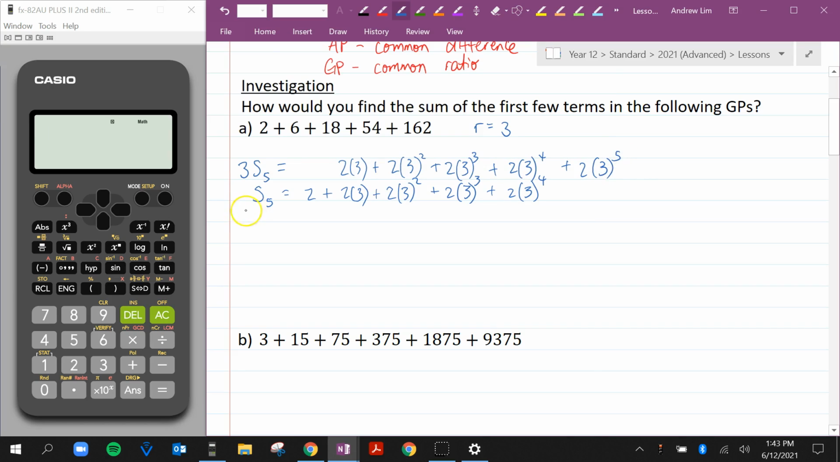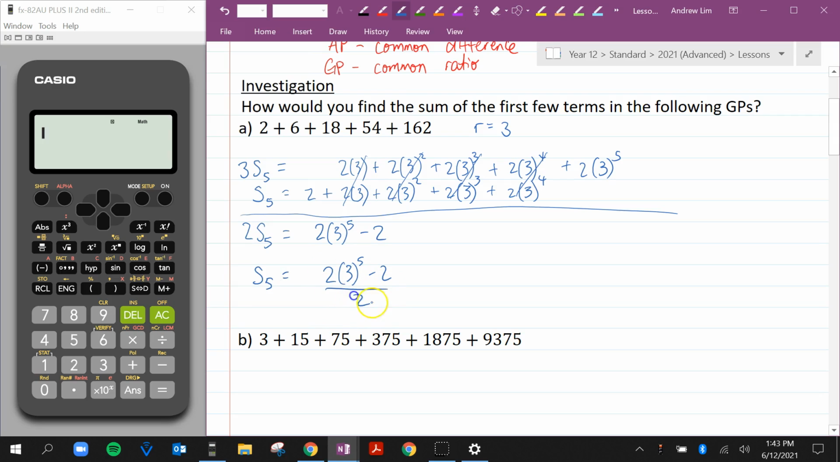So what we could do now is use elimination. We can subtract the bottom one from the top. 3 lots of the sum of the first 5 terms minus the sum of the first 5 terms is 2 lots of the sum of the first 5 terms. This minus this will cancel, cancel, cancel, and cancel. So this will leave us with 2 lots of 3 to the power 5 minus 2. So if we want just the sum of the first 5 terms, that's going to give us 2 lots of 3 to the power 5 minus 2, divided by 2.